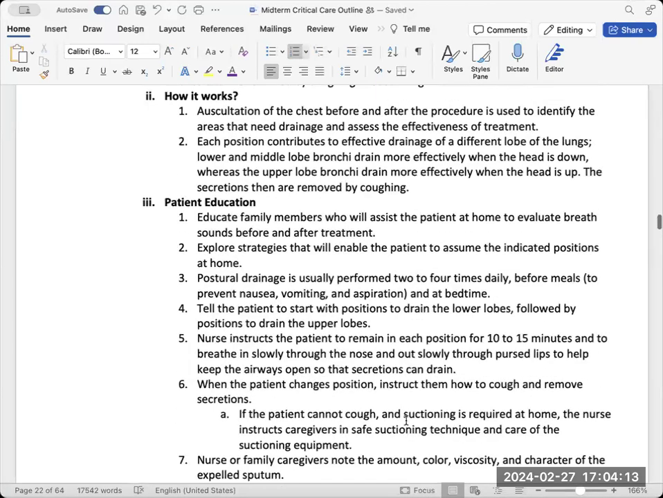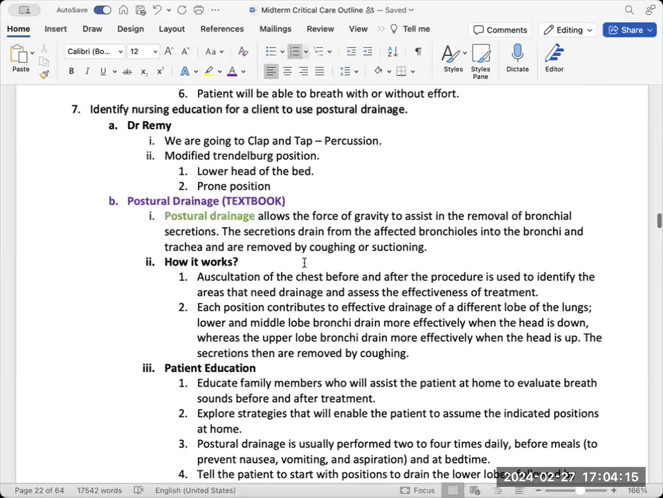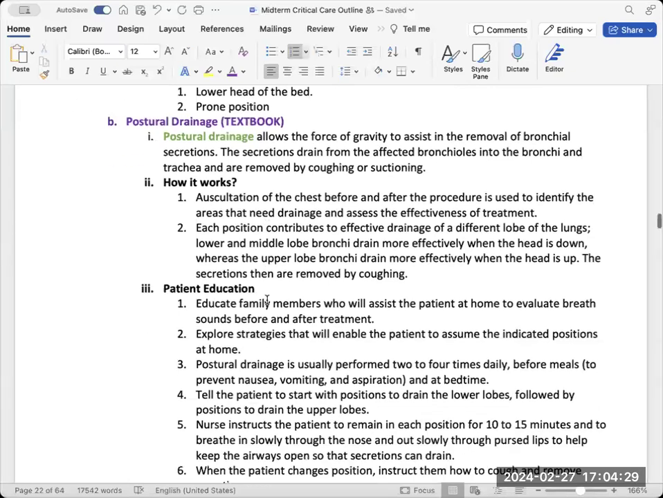Those are just some other things that, like I said, I saw in the textbook, but what Dr. Remy put an emphasis on is clap and tap, modified Trendelenburg, prone position. Remember, we're helping in those lower positions, like in prone, helping get rid of secretions in the lower lobes and the middle lobe of the lungs.